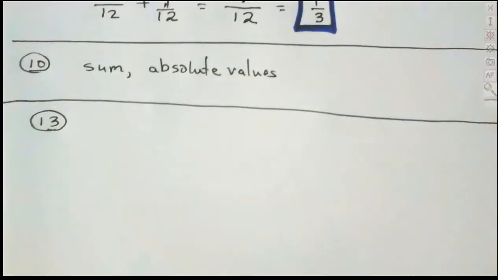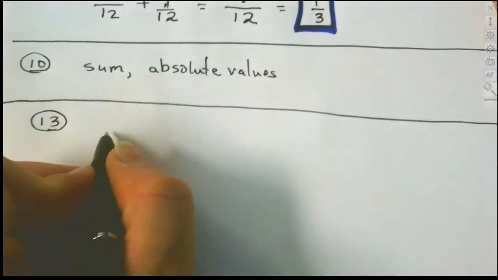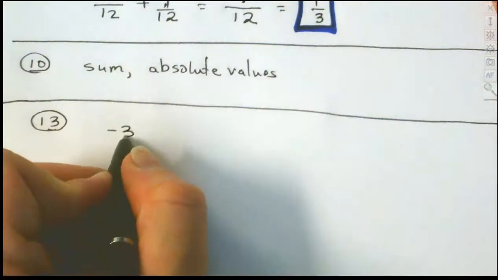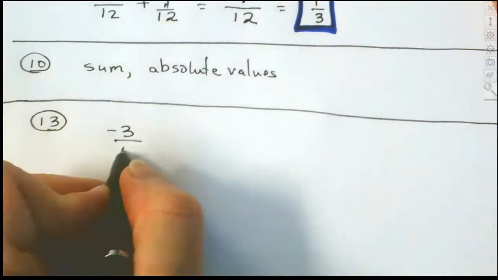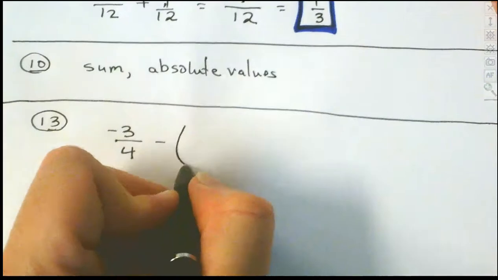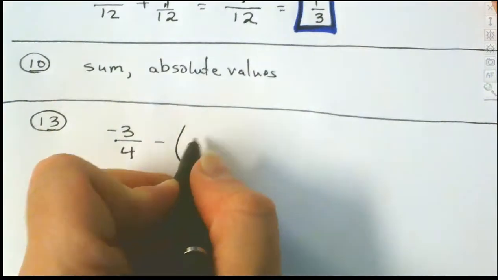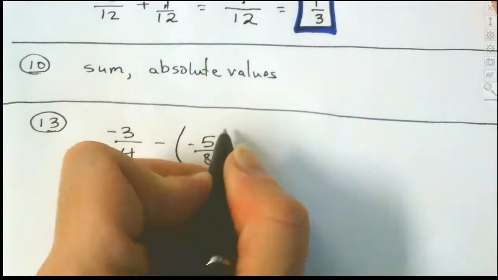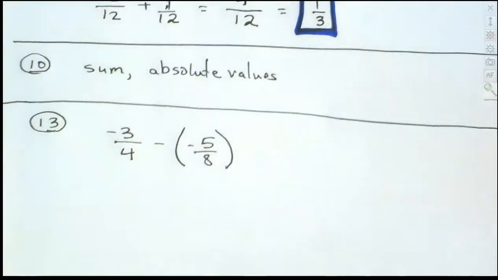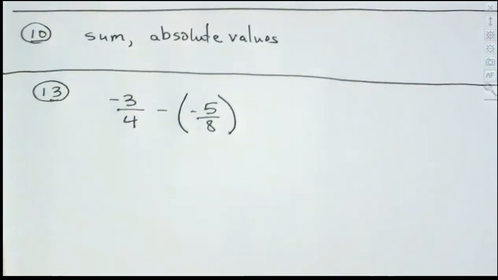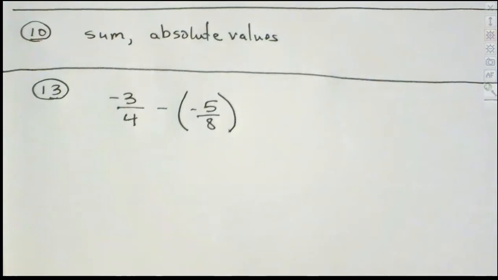Now, this is a fraction question, and we've got some extra signs that we need to get rid of first. Okay, so what are we doing in this question? We're combining these fractions together.